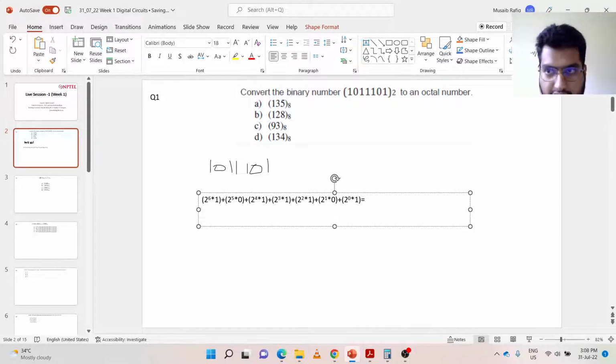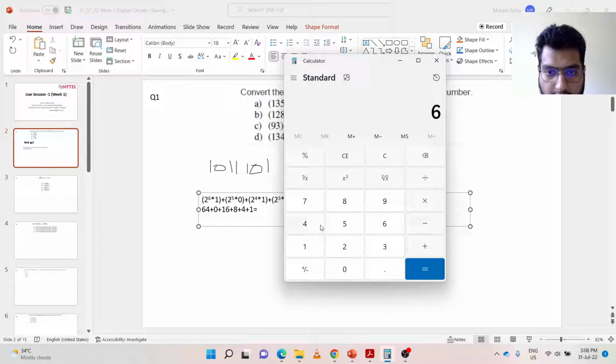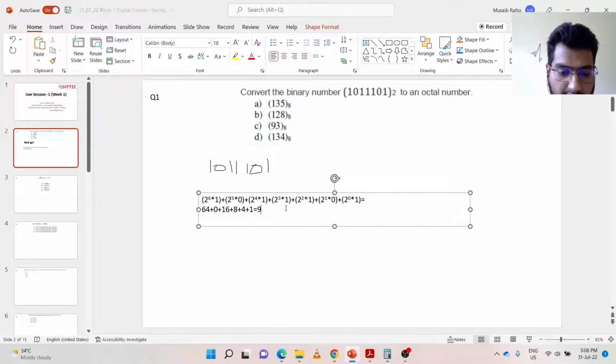So this is equal to 2 to the power 6, which is 64, plus 0, because here we have 0. Then 2 to the power 4, that is 16. Then 2 to the power 3, that is 8. Then 2 to the power 2, that is 4, and finally we have 1. Using the calculator, 64 plus 16 plus 8 plus 4 plus 1 is 93. So the number is 93 in decimal.